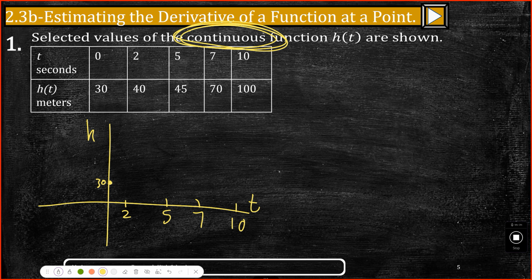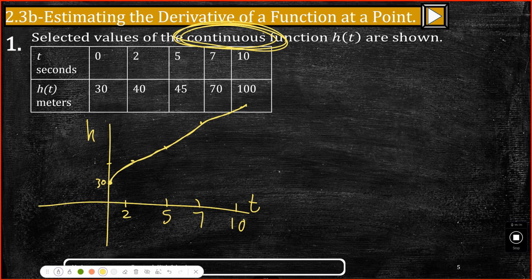So let's just say that something was thrown up in the air. At time equal to 0 it is 30 meters up in the air. Time 2, it'll be 40 feet up in the air. Let's just say here's 40, just to give you a rough sketch. 5 is 45, say here. 7 seconds is 70, somewhere right here. 10 is up here. So it's just going up. But it's telling you it's continuous. It just keeps going, and there's no gap or nothing. It's just straight continuous. All right.